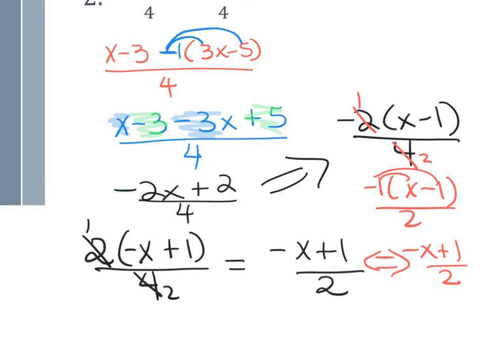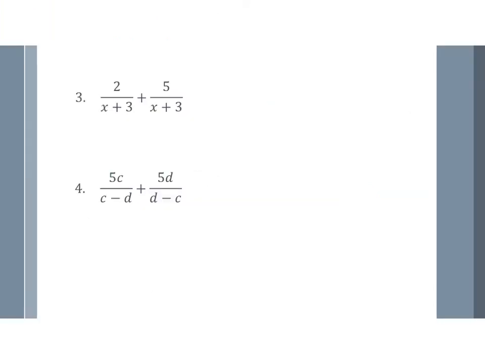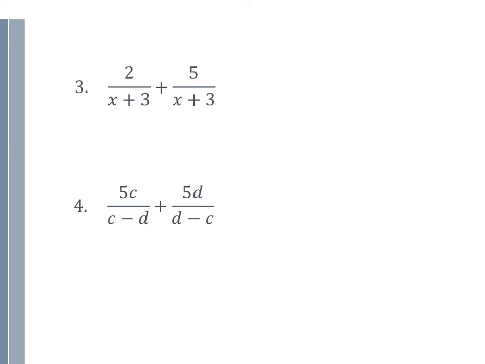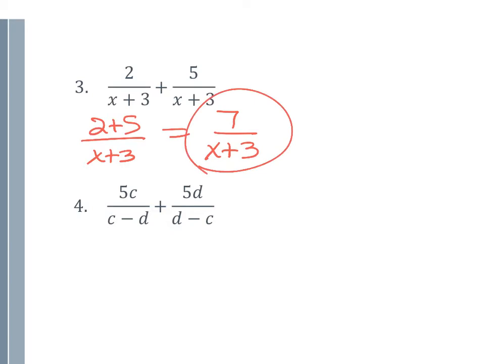Try another one. Again, I already have a common denominator, so all I need to do is add the numerators. So 2 plus 5 over x plus 3. 2 plus 5 is 7 over x plus 3. And I'm done.